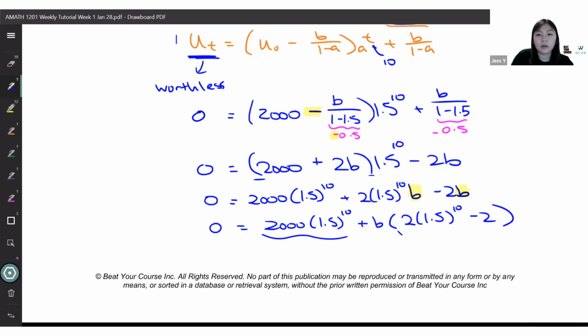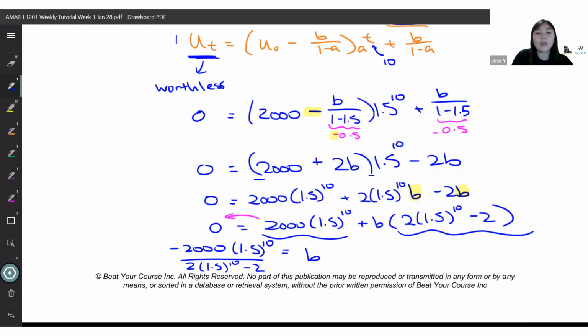So I have some number here plus b times some number. To solve for b, I'm going to move everything to the other side. So we get negative 2,000 times 1.5 to the 10 equals, I'm also going to divide both sides by this bracket that's in front of b. So it's divided by 2 times 1.5 to the 10 minus 2, and that is our b value. You're not allowed a calculator on the test, so this is what you will leave it as, okay?